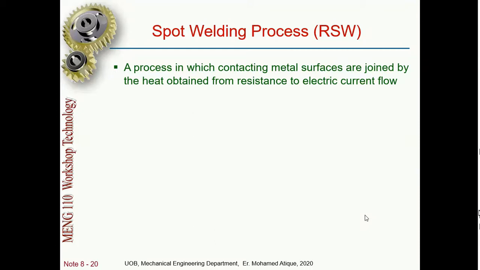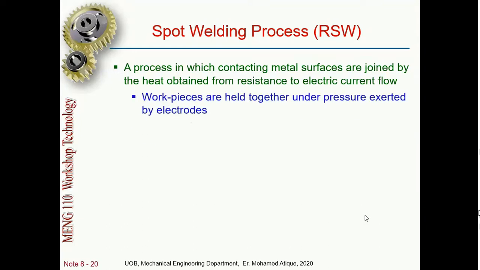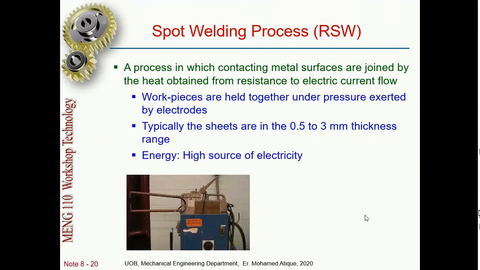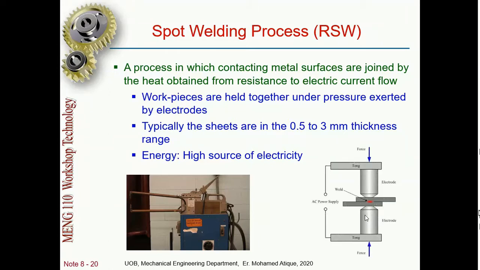Now the other is a permanent process with electrical origin. Here they are joined by the heat obtained by the electric current flow. When the electric current flows, due to the resistance provided by the metal, we get heat, and we can use that to join the two metals. That is the spot welding process. Here the two workpieces to be joined are held together under pressure by electrodes. They are held between the two electrodes, and pressure is applied from both the ends.